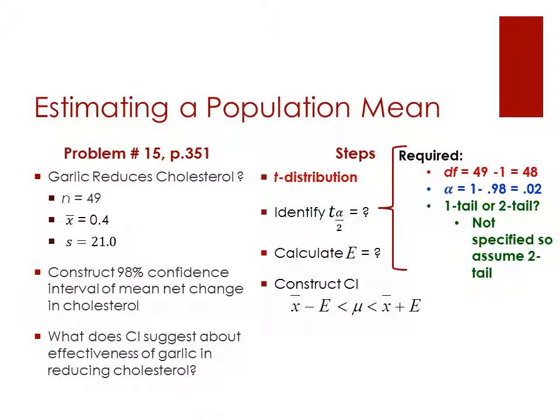And here we need to know if it's a one-tail or a two-tail. It's not specified specifically, and since we're doing a confidence interval, that's going to give us a value on both sides, so we're going to be going with a two-tail here. So take this information, open up your book, look at your T distribution table, and find the T critical value for this problem.